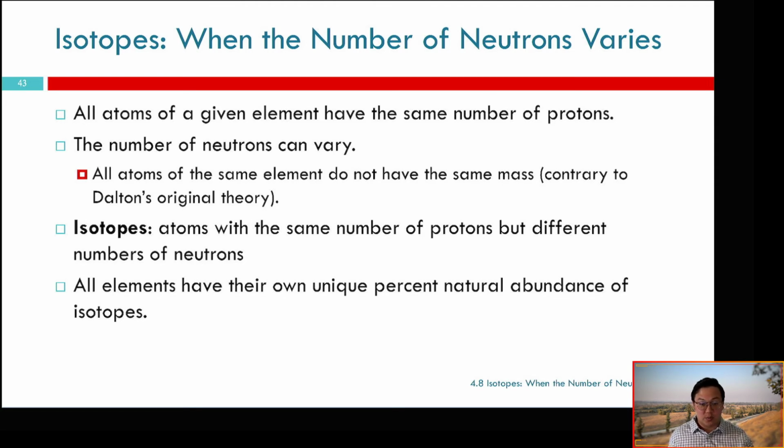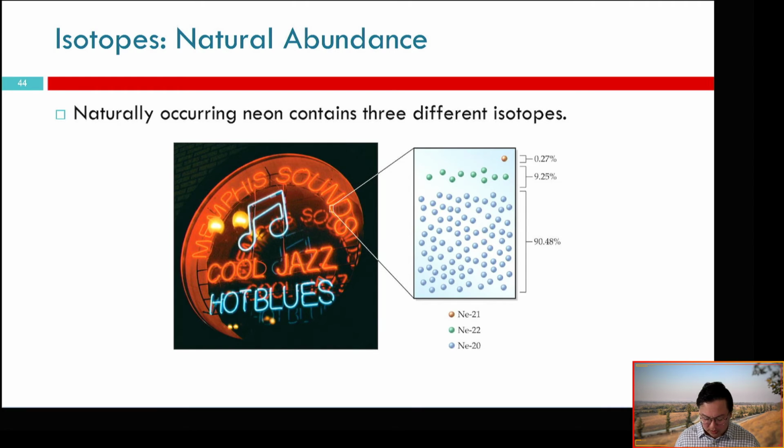So isotopes are atoms with the same number of protons, so for the vast majority the same properties, but just a different number of neutrons. They have a different mass. All elements have their own unique percent natural abundance of isotopes. We'll talk about what that means here.